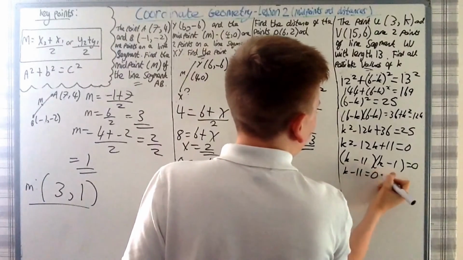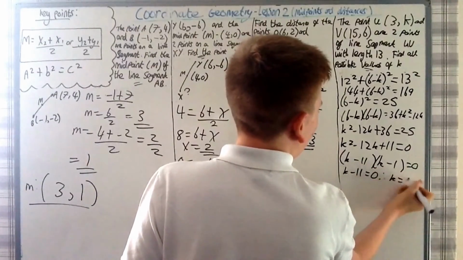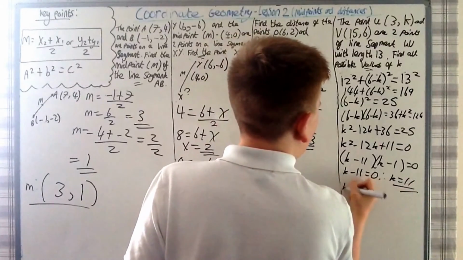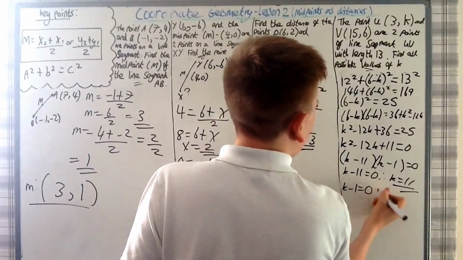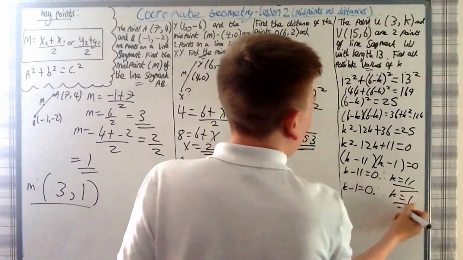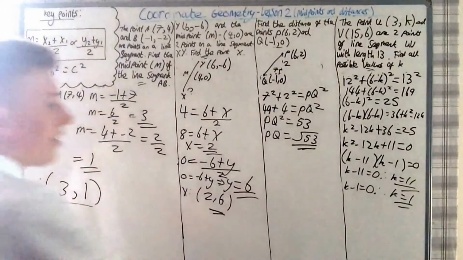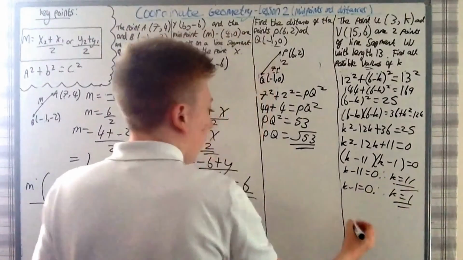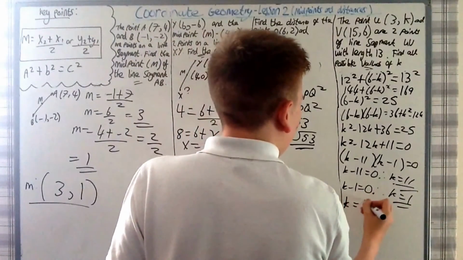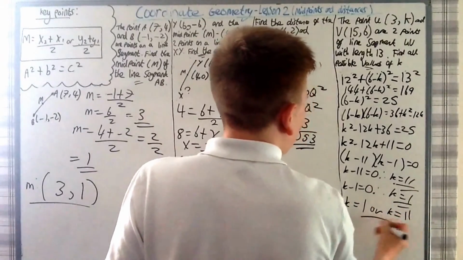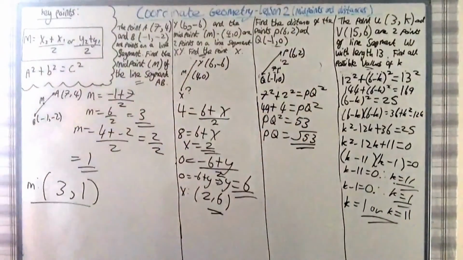So if k minus 11 equals 0, then k is 11, simply moving the 11 across. And if k minus 1 equals 0, then k is 1, simply moving the minus 1 across. So the two possible values of k are 11 and 1. And it might be a good idea to then state that k is 1 or k is 11, just to clarify that they're the two answers you found.